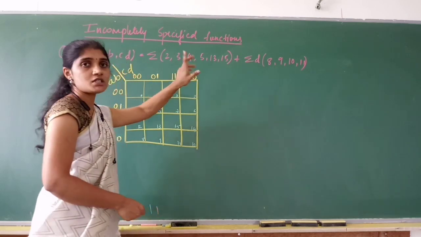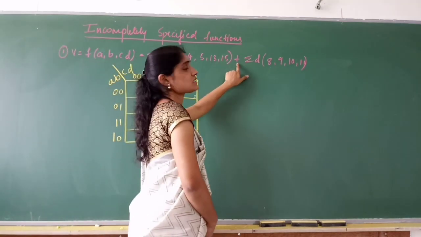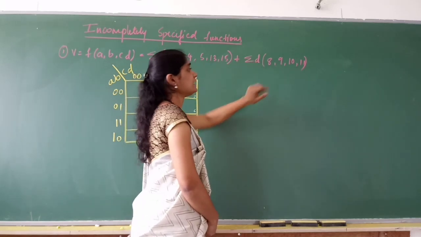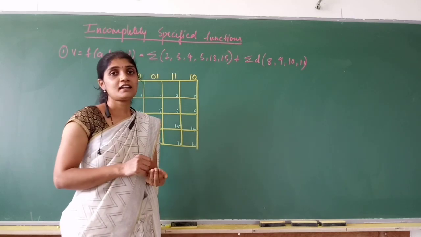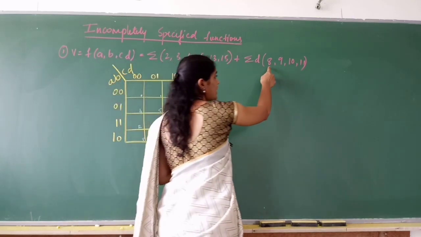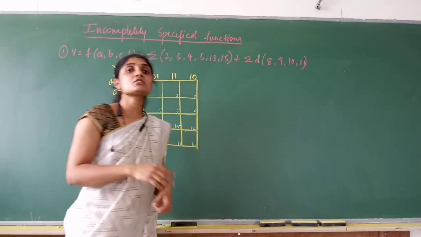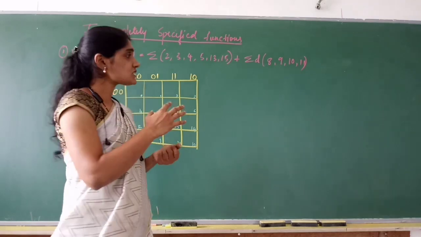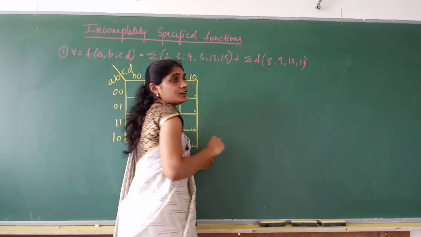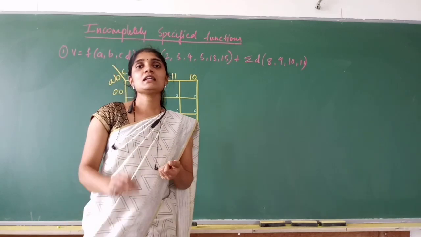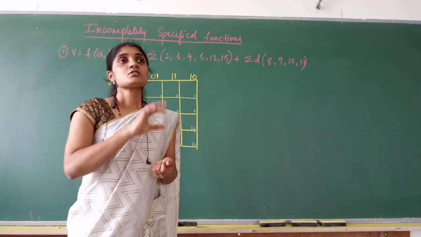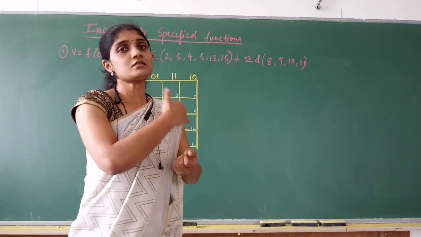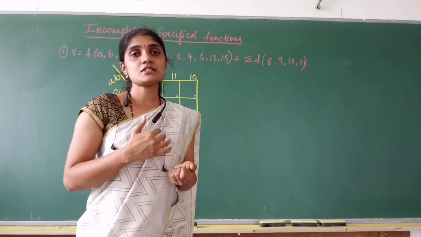For these input combinations, output is 1, plus summation min terms d. D indicates don't care. That means for 8, 9, 10, 11, output is not known. Output is not defined. So if you see the word D, don't care, that means that is an incompletely specified function. So the grouping is same, the concept of K-map is same, but the way we group the cells you need to learn. So that is what we are going to discuss in today's class.